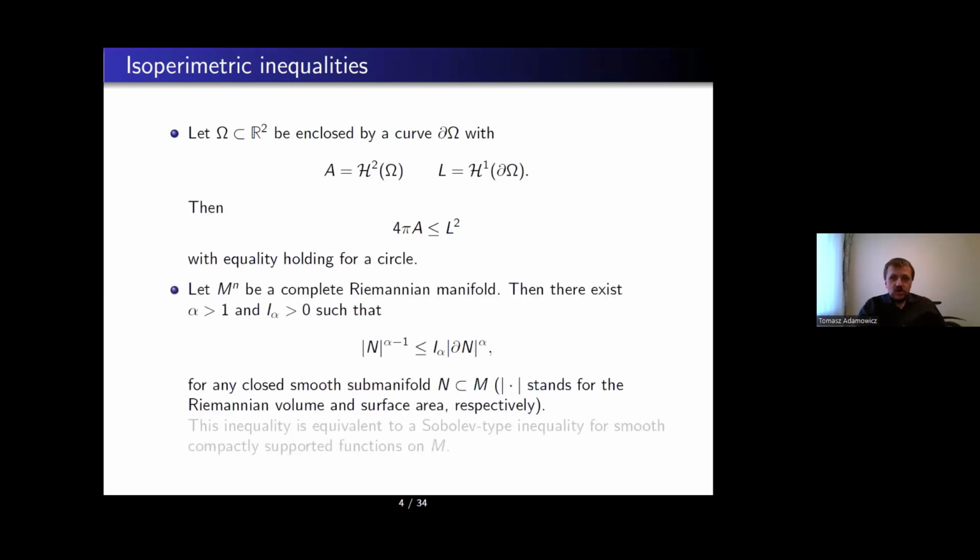For example, if one considers a complete Riemannian manifold of dimension n, then there exist constants alpha bigger than 1 and I_alpha bigger than 0, such that the following inequality holds for any closed smooth submanifold N, where here we consider the Riemannian volume of N, and here the surface area. It's quite peculiar that this inequality is equivalent to a Sobolev type inequality for smooth, compactly supported functions on the manifold M.